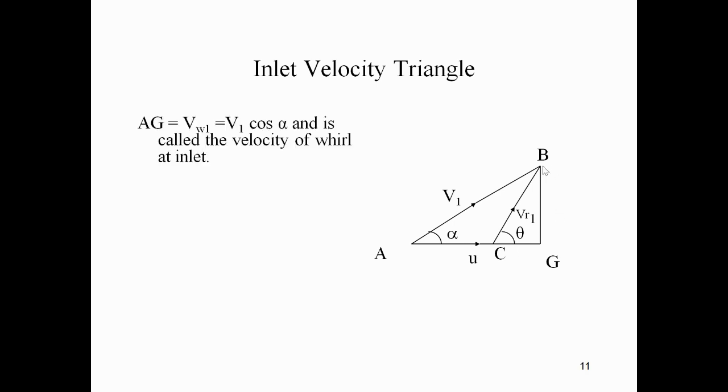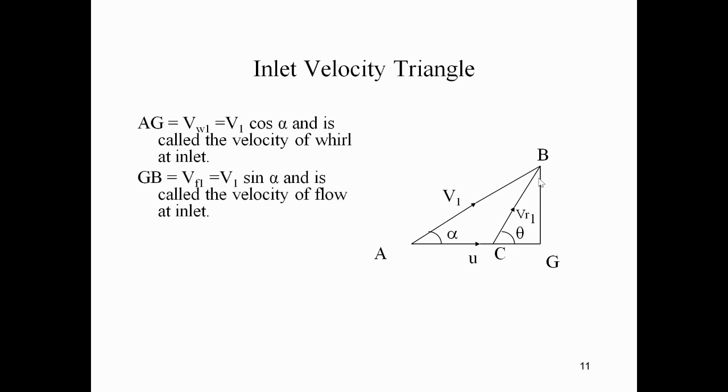Next we can see AG. So it is replaced with VW1, which is equal to V1 cos alpha. So VW1 is equal to V1 cos alpha, and it is called the velocity of whirl at inlet.